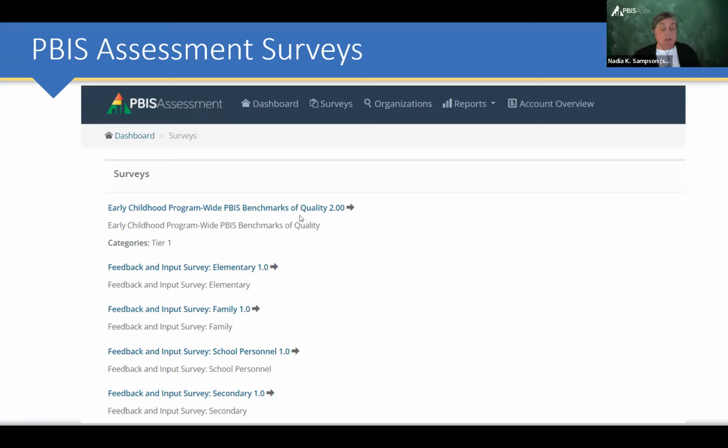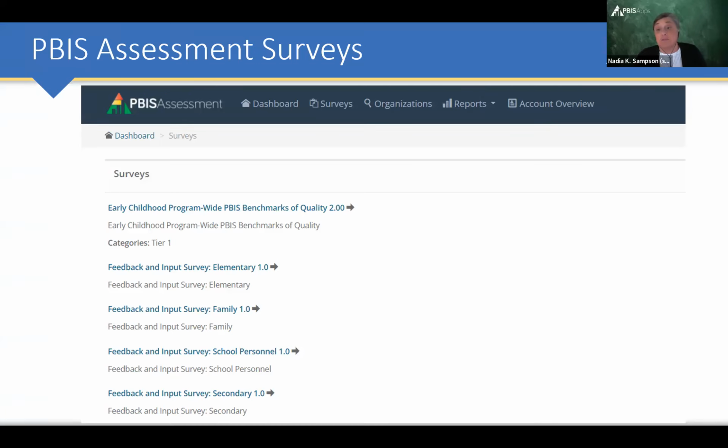For example, there's a Benchmarks of Quality for early childhood programs that assesses how well they're doing with their PBIS implementation. I can't remember if that does tier 1, tier 2, and tier 3. The Feedback and Input survey gives you an opportunity to send out links to different stakeholders at the elementary level, family, school personnel, or at your secondary schools. That allows you to get feedback and input from your stakeholders about how well they perceive you're doing with your PBIS assessment.